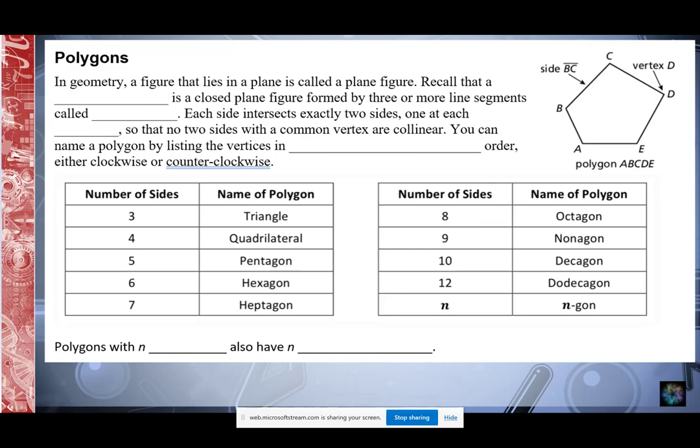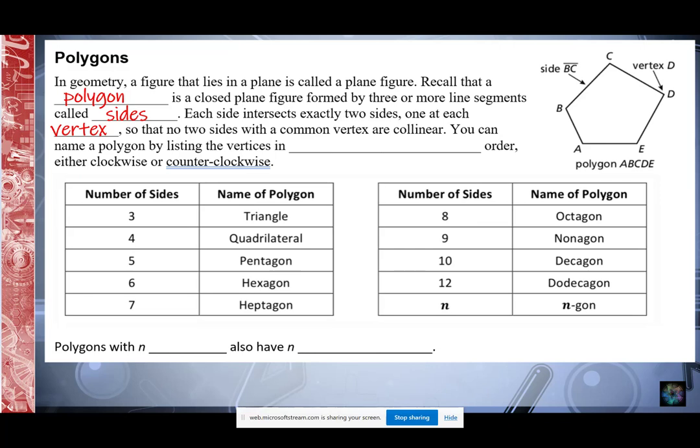But do recall, from middle school, that a polygon is a closed plane figure formed by 3 or more line segments called sides. Each side intersects exactly 2 sides of the polygon, one at each vertex, which would be our points, right? So that no 2 sides with a common vertex are collinear. And that's important, that we're actually turning when we get to those vertices.